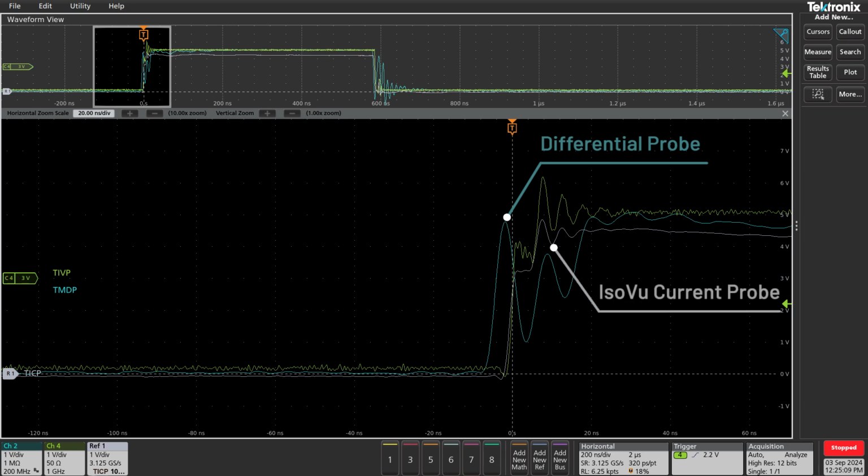The IsoVu current probe has much higher common mode rejection. The TICP can be used to measure VGS, but it is not a high impedance probe. The IsoVu voltage probe also has exceptional CMRR, but it also has higher input impedance. This makes it a better choice, especially with higher value gate resistors.